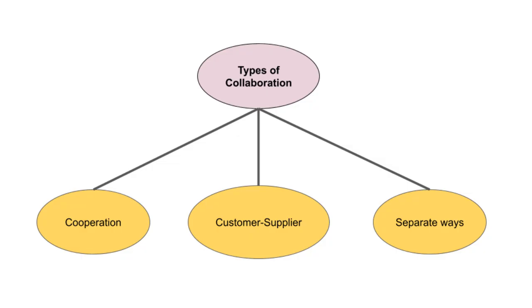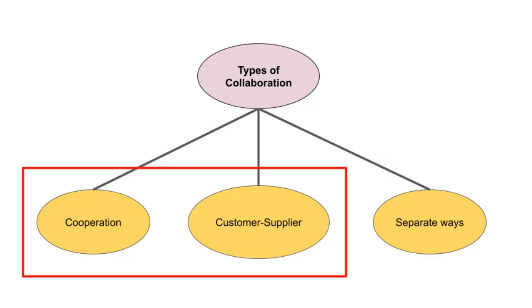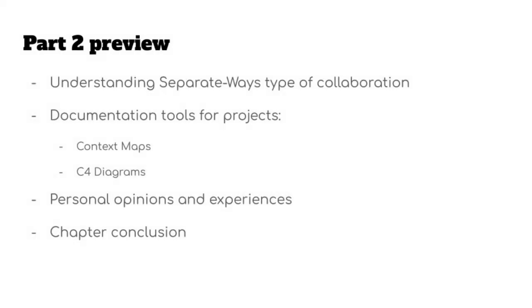Equipped with the knowledge on the different types of collaboration, DDD suggests several patterns to address them. During this video, we will only address the first 2 collaboration types and discuss the patterns used to deal with them. In the next video, we will continue with the final type of collaboration and also mention a few tools to help document projects, such as context maps and C4 diagrams. My opinions and the final conclusion will also belong in the next video. We already have a lot to cover, so let's finally start.